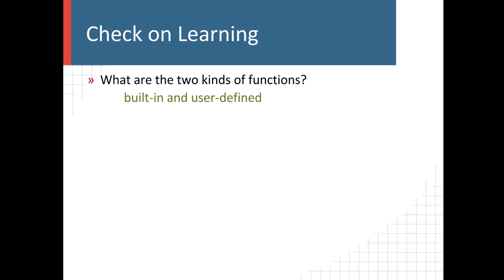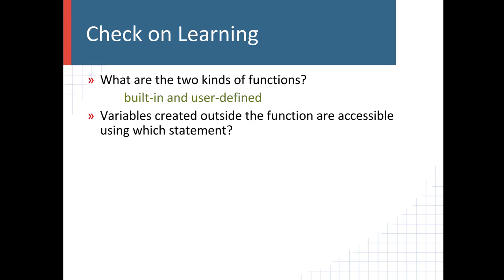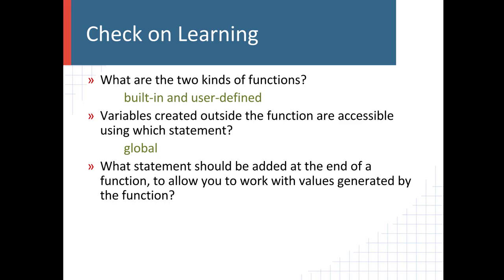So let's check on your learning. What are the two kinds of functions? Built-in and user-defined. Built-in are pre-done functions that are part of the language. User-defined are what we write and are customized by us, as per our needs for our program. Variables created outside the function are accessible using which statement? Global. What statement should be added to the end of a function to allow you to work with values generated by the function?